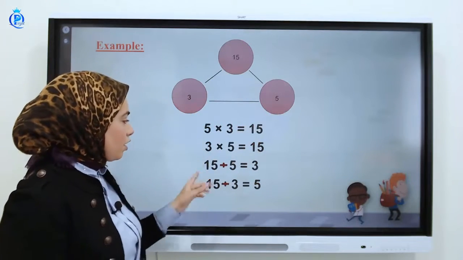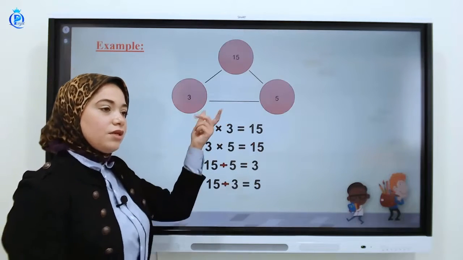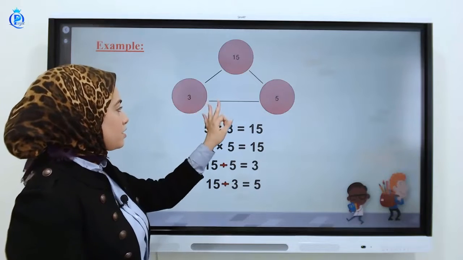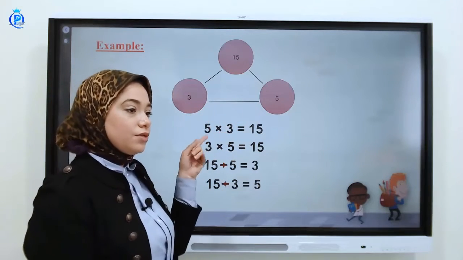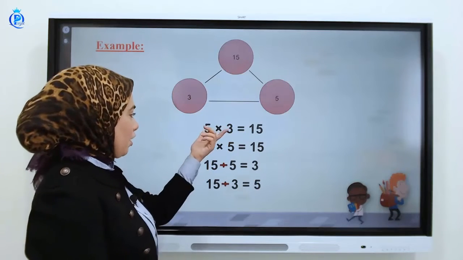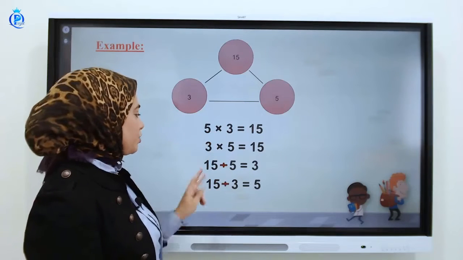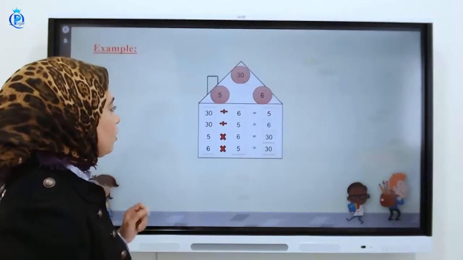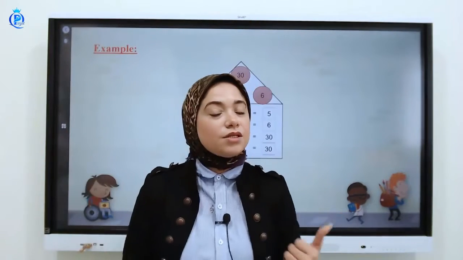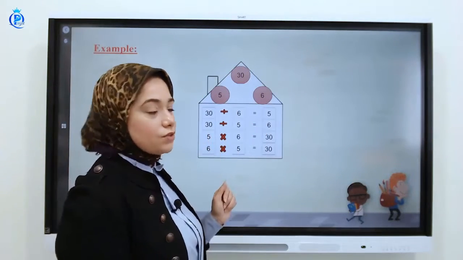So how many equations here? This is called a facts family. Facts family, I have 3 numbers and there is a relation between these 3 numbers. Okay, I have 4 equations. 2 of them are multiplication and the other 2 are division. Look at this. I have another facts family in another house, and these 3 numbers stay in this warm house.